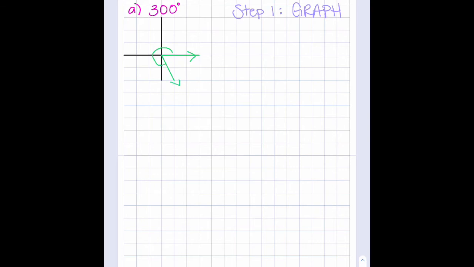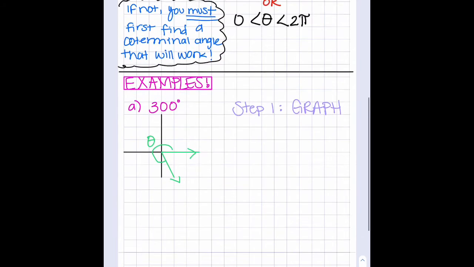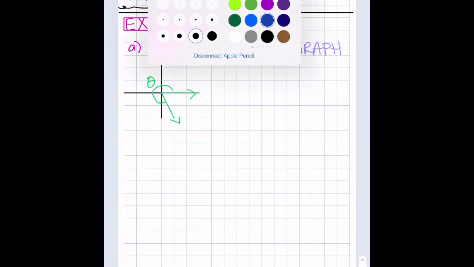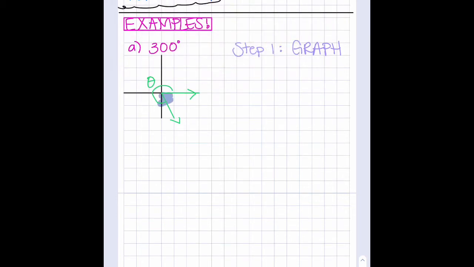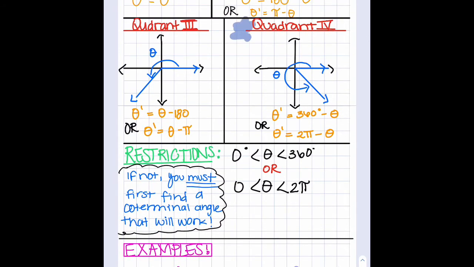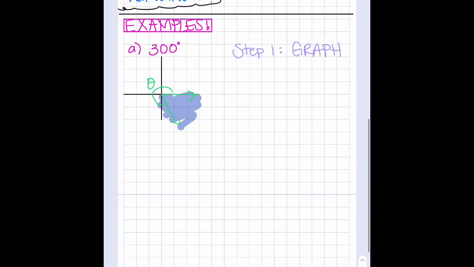So really my theta is equal to 300 degrees here. I don't really have to put all that. I'll just say there's theta. Now, I landed here in this fourth quadrant. I need to scroll back up. Okay, so what do I have to do? It says subtract theta from 360. So let's do that. Subtract theta from 360.